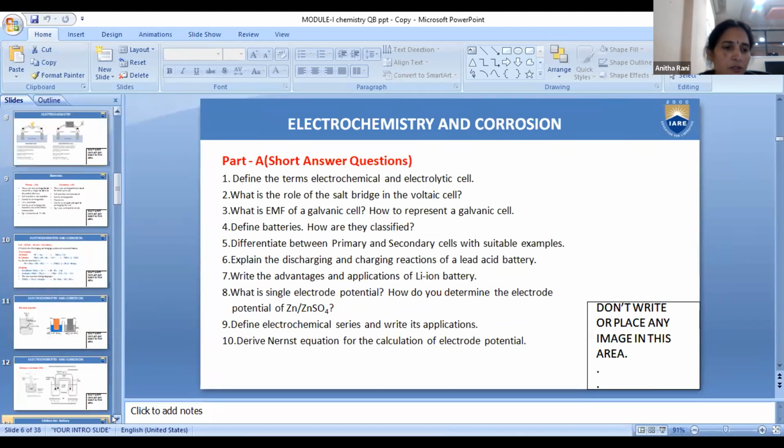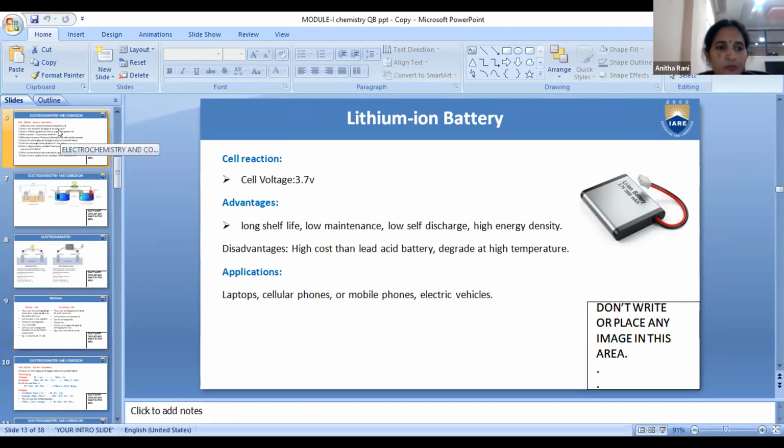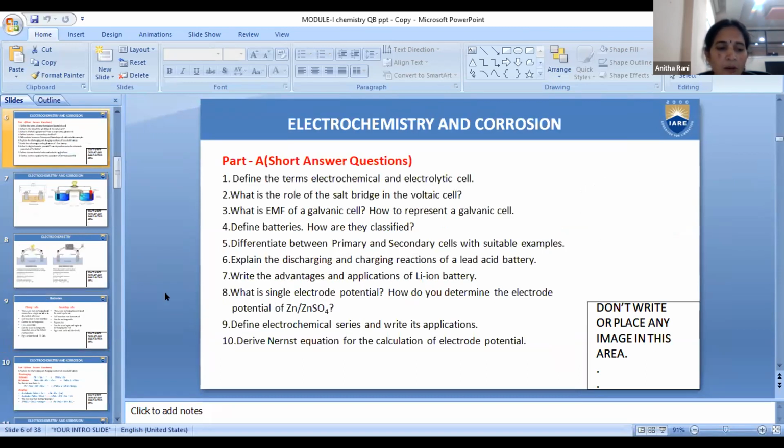What are the advantages of lithium ion battery? Advantages mean long shelf life, so we can use it for more time, and low maintenance, we can maintain it easily, low self discharge, and high energy density. These are the advantages of lithium ion battery. Disadvantages are there, but here the question is only advantages, so you write only advantages and applications.